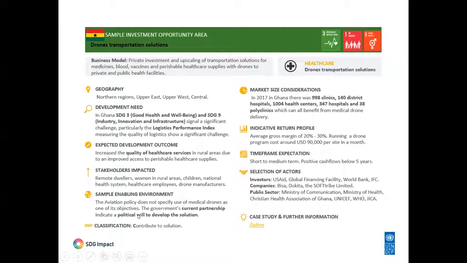Here we're talking about some 998 clinics, 140 district hospitals, 1,004 health centers, 347 hospitals, and 38 polyclinics that can actually benefit from such an investment. And mainly we are looking at hard to reach areas, rural, remote areas, but even places like the Central Region, there's the opportunity to invest.